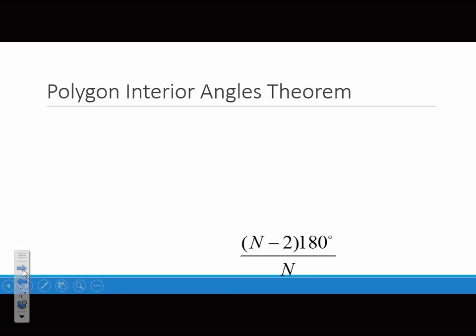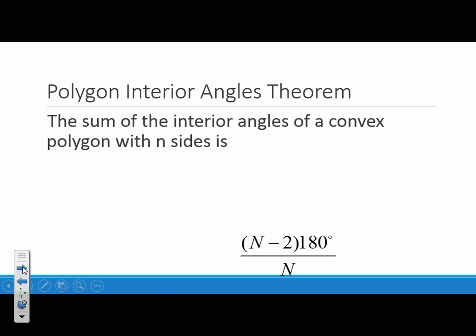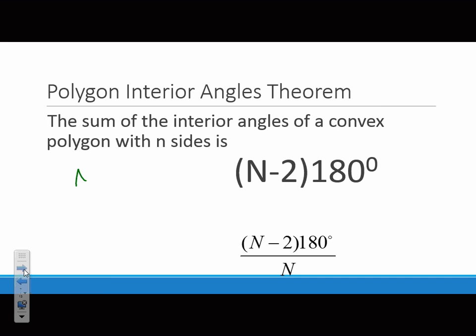Polygon interior angles theorem. What we're talking about here is that we can take the sum of the interior angles of a convex polygon with an n number of sides, so any number that I want. 2, 10, 100, well, 2 doesn't make a polygon, but 100, 300. And we're going to plug it into this equation. N minus 2 times 180. So N represents the number of sides. So N equals number of sides. So make sure you have that written down.